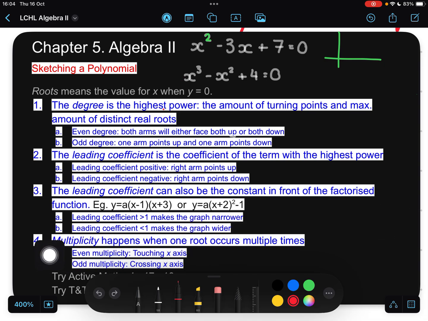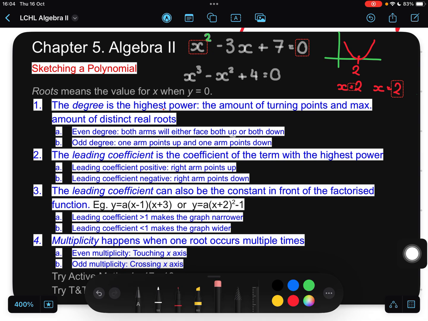Multiplicity. In roots, something coming up twice, or more than once, multiple times, happens when a root occurs multiple times. So here is our example, where a turning point is a root. If that's something like 2, then that is there twice. So multiplicity happens when one root occurs multiple times. That happens if the turning point or the graph touches the x-axis but doesn't cross it. If it crosses the x-axis, then it's an odd multiplicity, so it probably only comes up once.